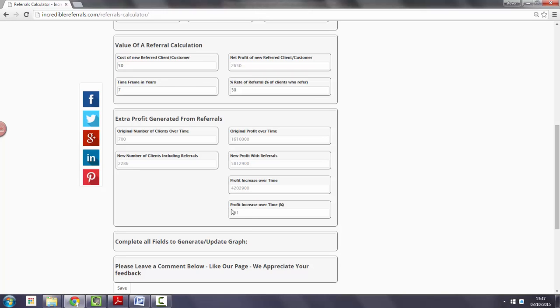But the increase in profit over time is actually quite huge. It's 261% more profitability for actually less costs. That's the beauty of this system. Referrals are less costs, they take less time. So they take less of your time, and you get more clients aligned with your business, with your values.